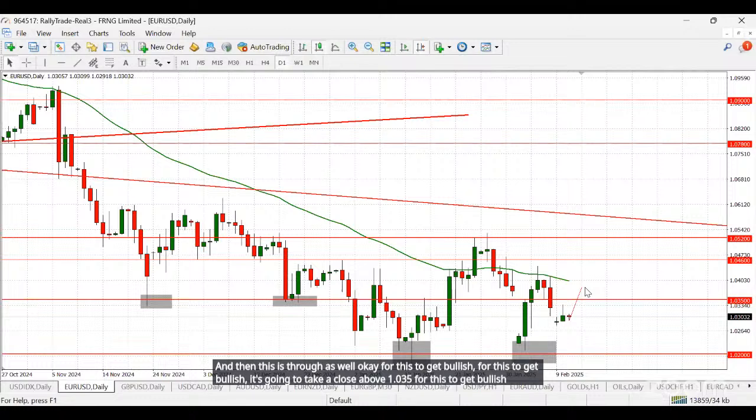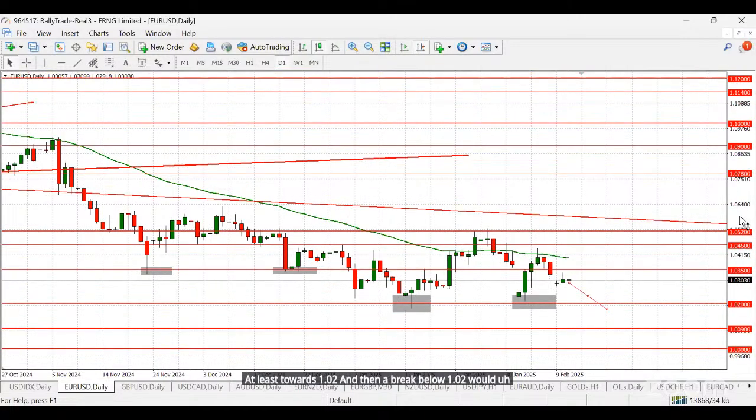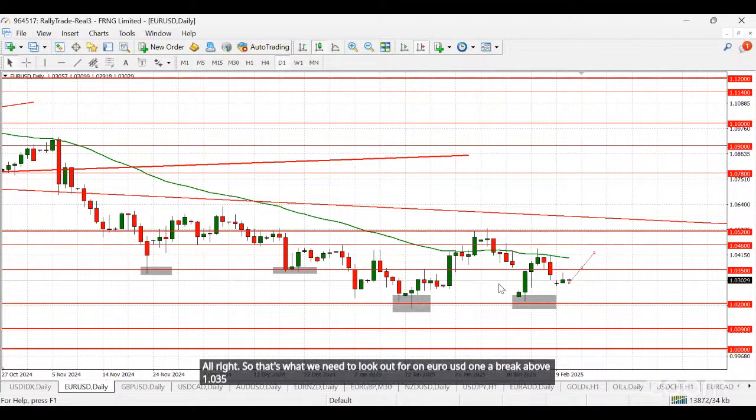But while price is below 1.035, it is prone to bearish continuation, at least towards 1.02. And then a break below 1.02 would be further bearish for Euro USD. So that's what we need to look out for on Euro USD. One, a break above 1.035 to get bullish. But as long as it stays below 1.035, it is very much prone to becoming bearish.